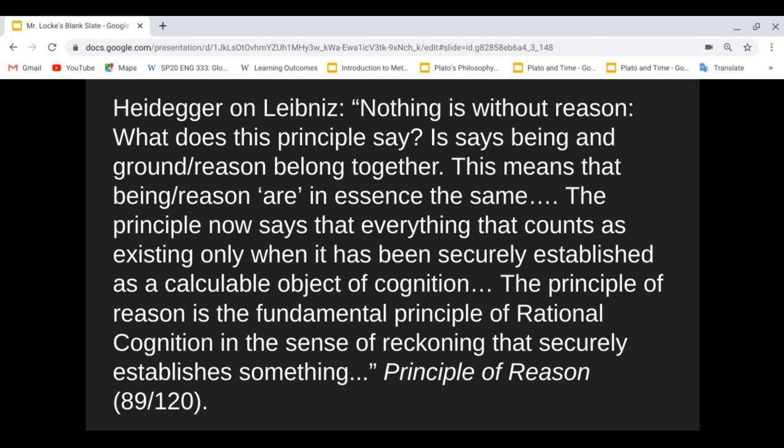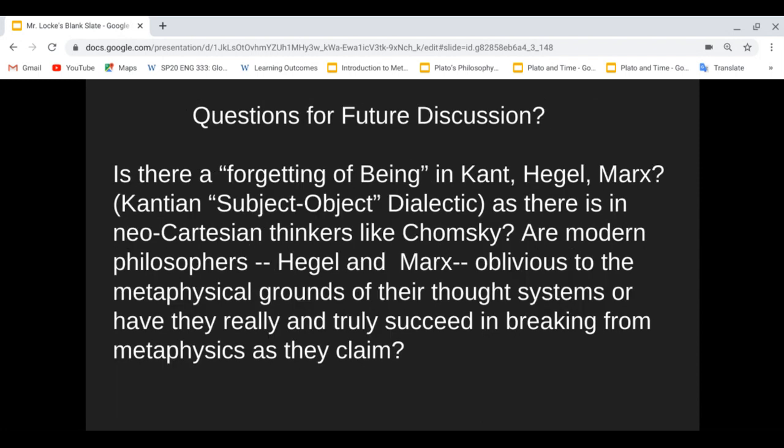All right, so here's again Heidegger on Leibniz. Nothing is without reason. What does this principle say? It says being and ground, reason, belong together. This means that being and reason are in essence the same. The principle now says that everything counts as existing only when it has been securely established as a calculable object of cognition. The principle of reason is the fundamental principle of rational cognition in the sense of reckoning that securely establishes something. Okay, back to truth that is calculable.